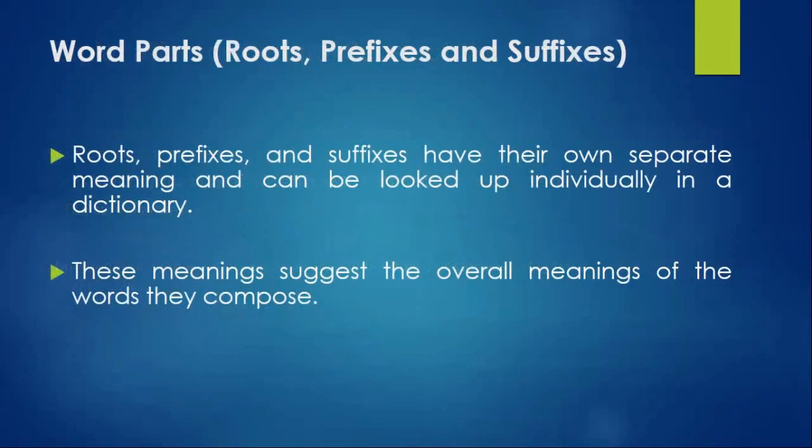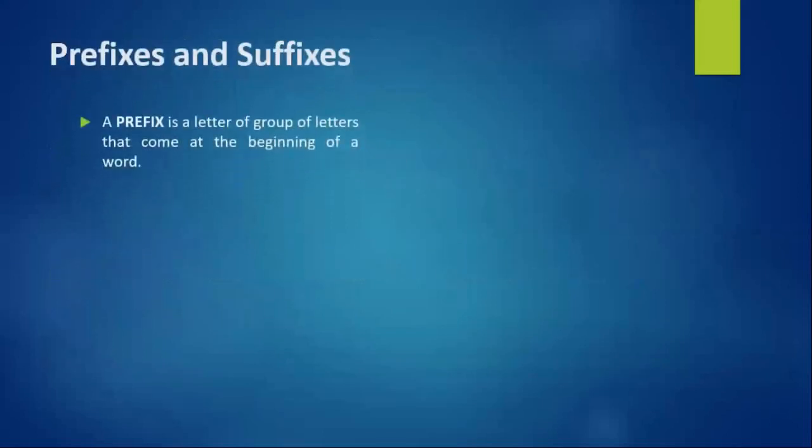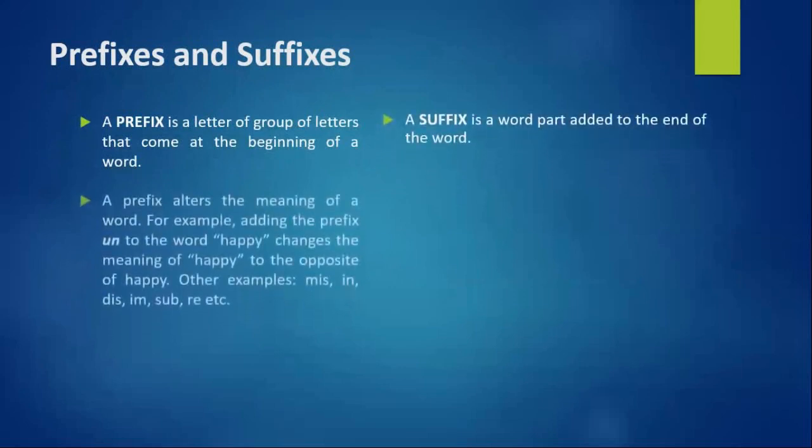Sometimes you can also enhance your vocabulary by understanding the root words, prefixes, and suffixes, because they have their own meaning and they can be looked up individually as well. With the help of understanding the root word or the prefixes or suffixes, you can understand the overall meaning of the words too. For instance, a prefix is a letter or group of letters that come at the beginning of a word, and a suffix is added at the end of the word.